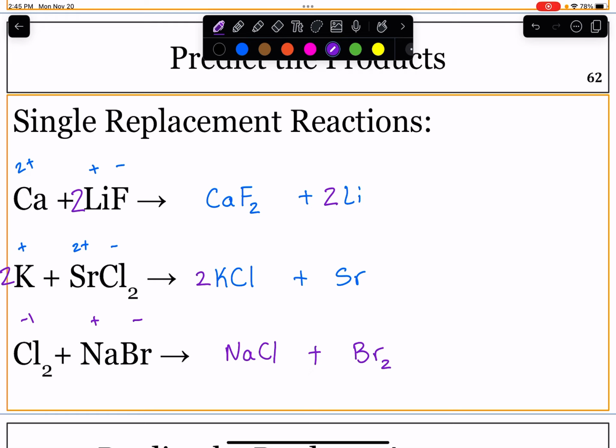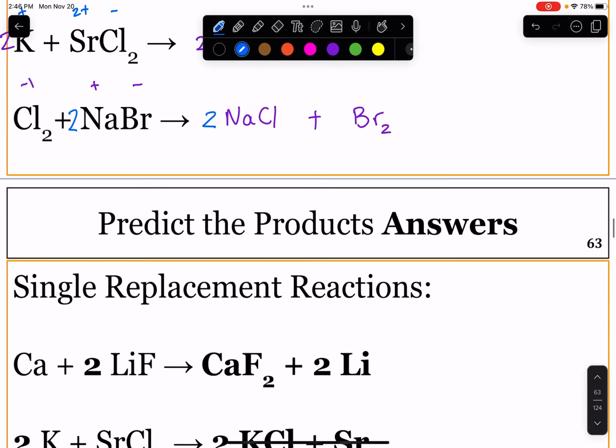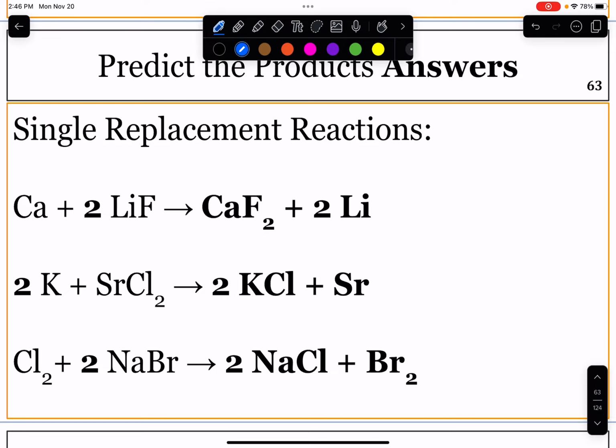Speaking of balancing, let's go ahead and balance this chemical reaction now. We have 2 chlorines on the left side, so let's go ahead and put a 2 coefficient on the right-hand side for sodium chloride, giving us 2 chlorines on the right-hand side. This also gives us 2 sodiums, so let's go ahead and put a 2 on this side so that now we have 2 sodiums on each side, 2 chlorines on each side, and 2 bromines on each side. And here are all of the answers.